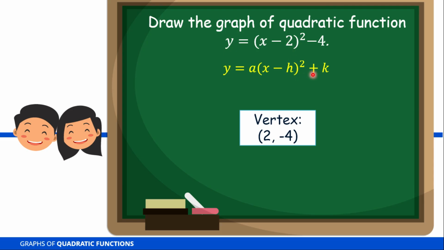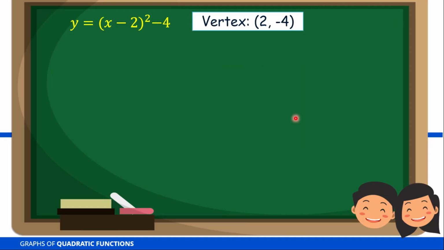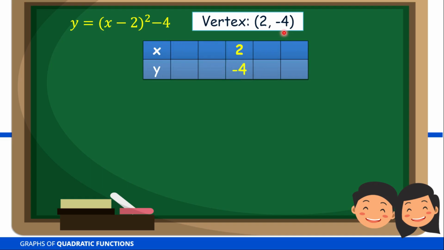Next, we have k. So, kung ano yung sign ng nasa labas na ating number, yun din yung gagamitin or kukuhanin natin para sa ating vertex. So, we have here negative 4 as the value of k. Our vertex is 2 and negative 4. So, ngayon na may vertex na tayo, again, magja-generate tayo ng ating table of values. So, ilagay na natin dito yung 2 at saka yung negative 4 na ating vertex.